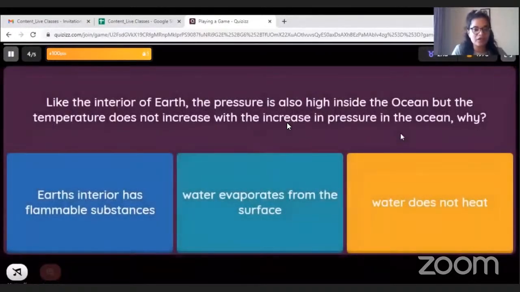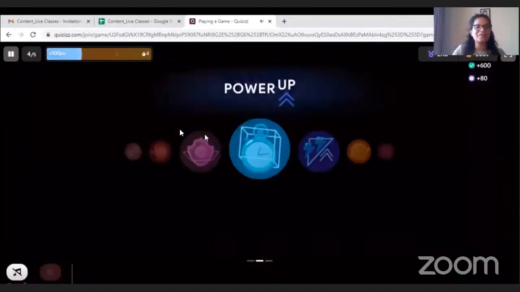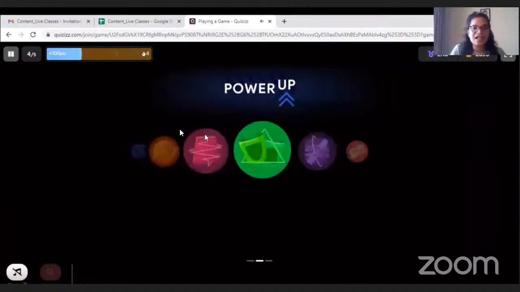Like the interior of Earth, the pressure is also high inside the ocean, but the temperature does not increase with the increase in pressure in ocean. Why? Earth's interior has flammable substances. Water evaporates from the surface, or water does not heat. So your correct answer is Earth's interior has flammable substances. Okay? Good job, everybody.